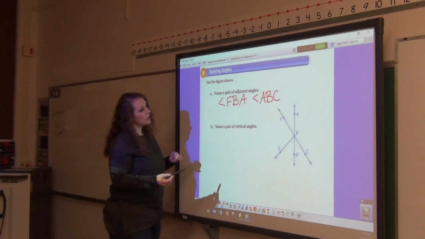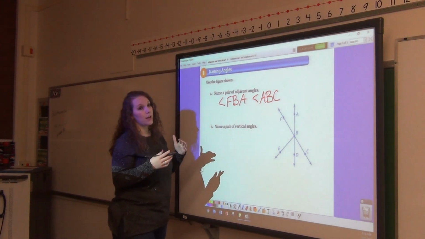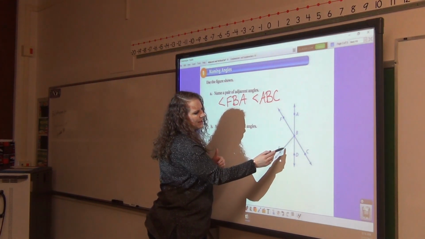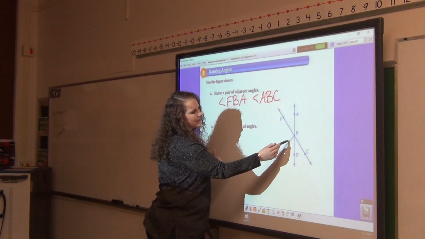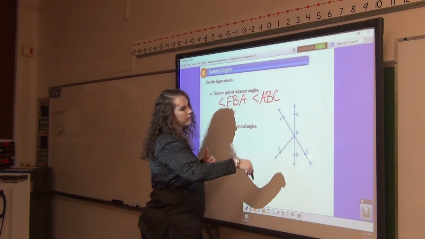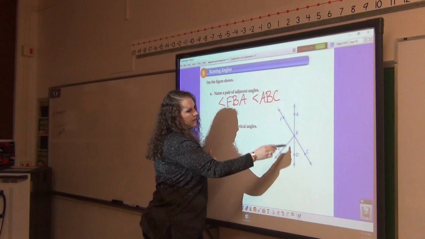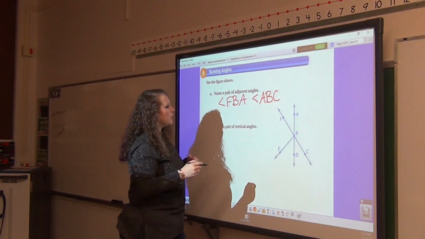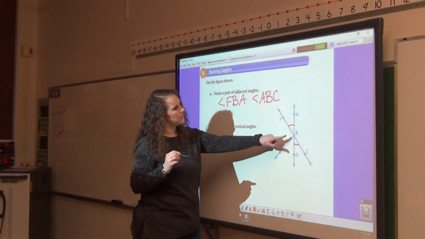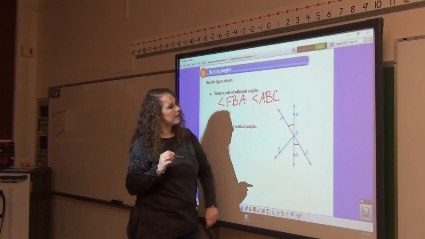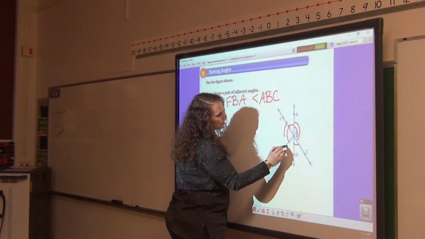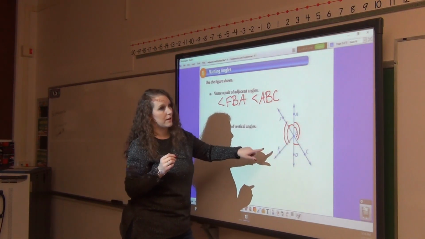Alright, vertical angles. They are formed by two intersecting lines. So we're probably not going to use this line right here because this is a line segment and not a line because it's not going that direction forever, right? So we're going to use this line here and this line here. So our vertical angles are going to be this one and this one, so angle FBA and angle DBC. And then we have got this one, angle ABC and angle FBE.